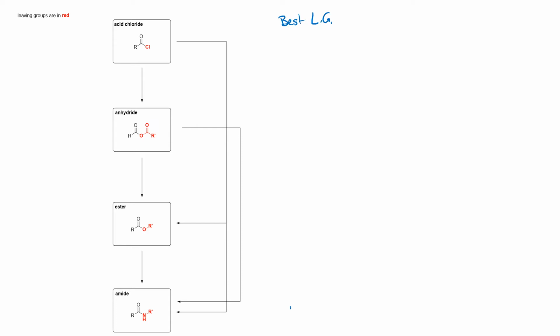The worst leaving group is down here at the bottom. And you'll notice that the arrows only go one direction. All the arrows are pointing down or go around the side, but still are generally going down. So I like to call this diagram the waterfall.